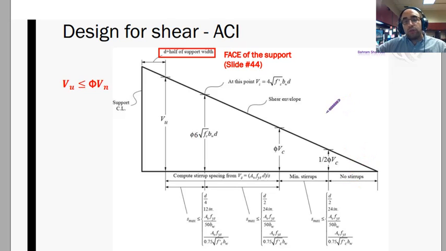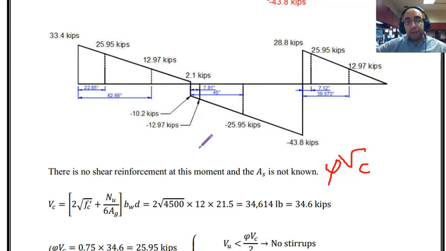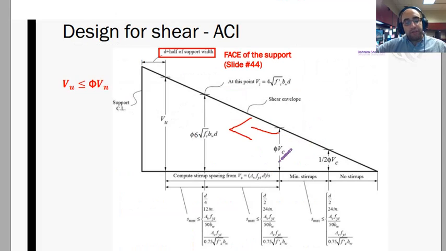If the shear demand, or VU, is between half of phi VC and phi VC, we need to provide minimum shear reinforcement. And if it is greater than phi VC, we need to design stirrups and add them to the section. In this example, I have to first find phi VC and then see the comparison between these values and phi VC and phi VC over 2 to see which region we have in our problem based on this diagram.